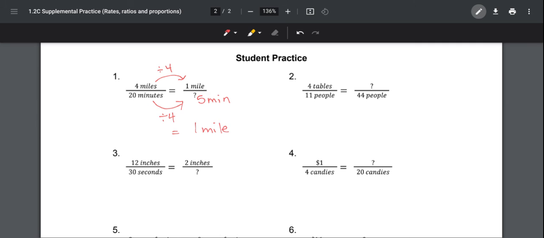So this ratio would be 1 mile per every 5 minutes. That would be your answer. Okay, so that's an example of scaling down.